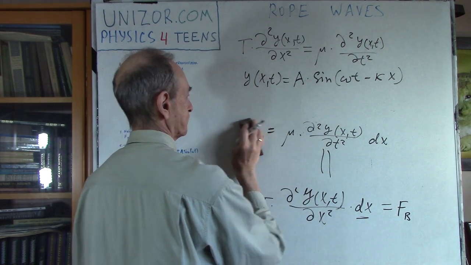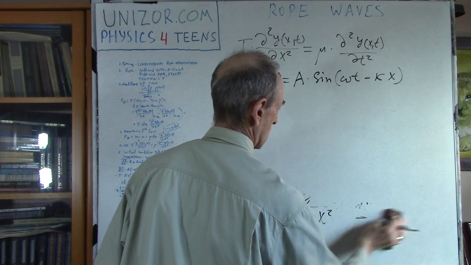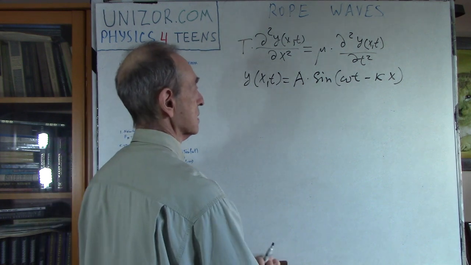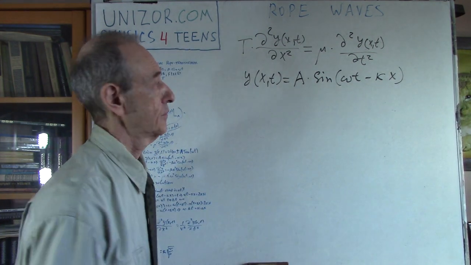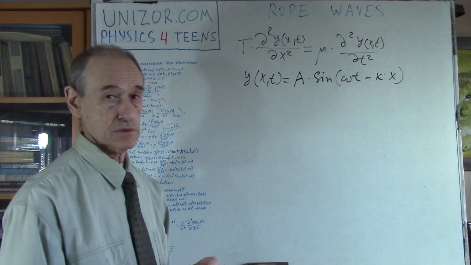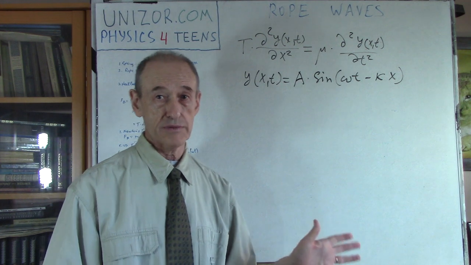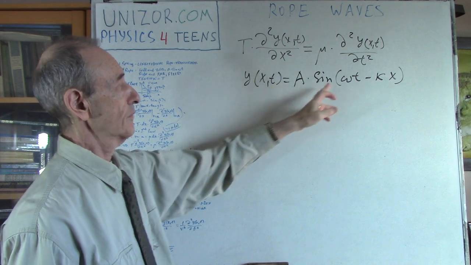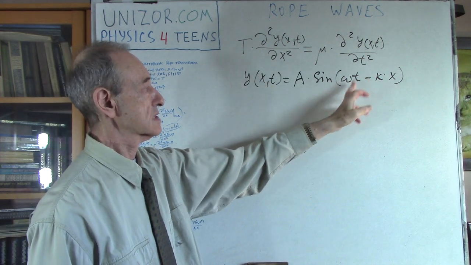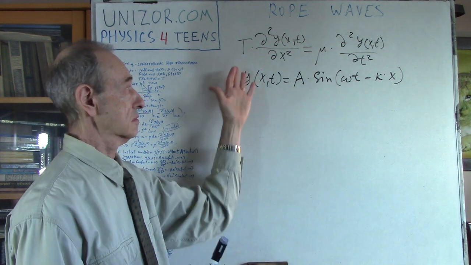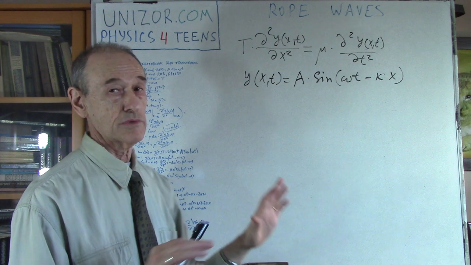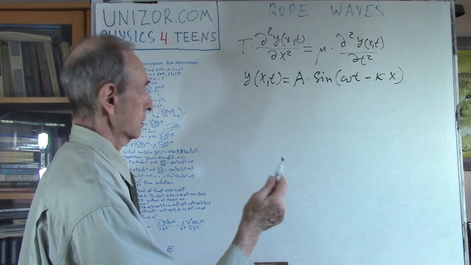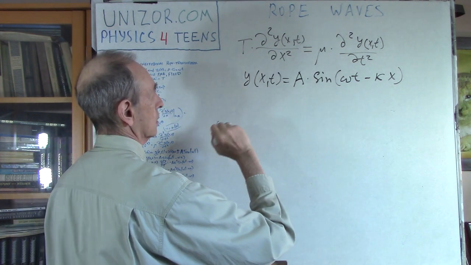Why did I suggest this? Obviously because I know that this would be a solution. What I suggest you do, and I would like to save some time, is take the first derivative by x, the second derivative by x, then the first derivative by t, and the second derivative by t, and compare. I will do it very quickly right now, but you can read about this in the notes of this lecture.